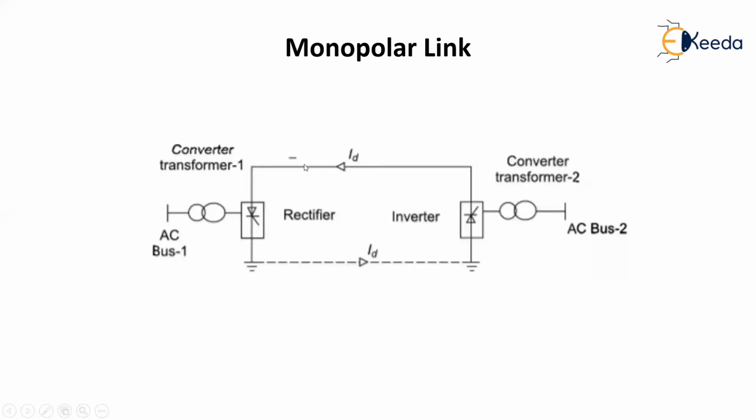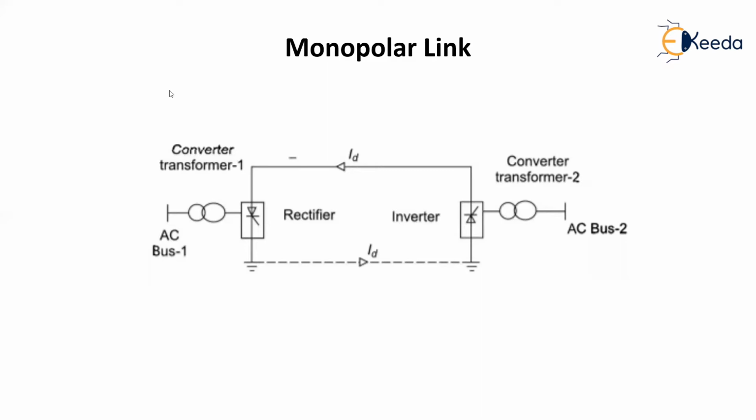Why not positive polarity? Positive polarity can also be used, but the problem is in negative polarity conductors, the corona loss is comparatively lesser. So when we are going for higher voltages and large amounts of bulk power transmission, obviously the corona losses will be there in high voltages. So to reduce the effect of corona loss, we always prefer the negative polarity.